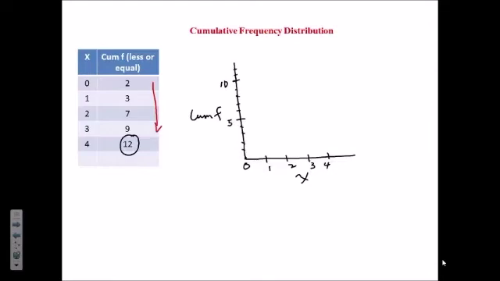And now we'll plot these points. So 0 goes up to 2 right there. 1, and then go up to 3 right here. 2, 7, 3, 9, and 4, 12. Something like that. Connect these dots, and we have our cumulative frequency polygon.